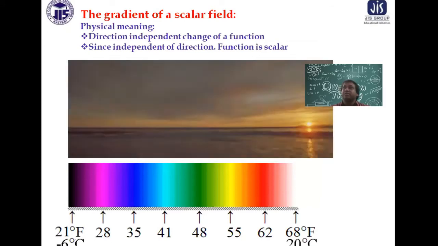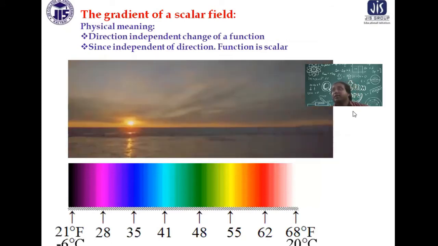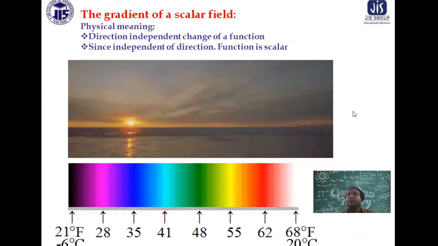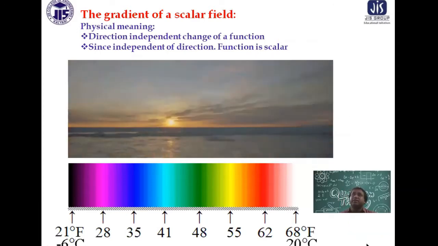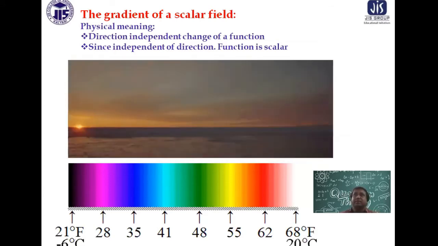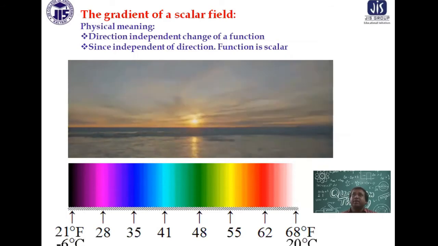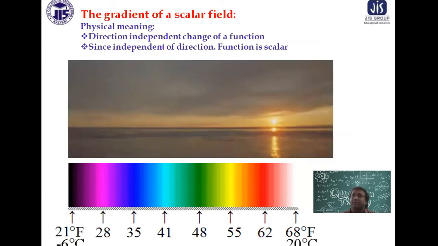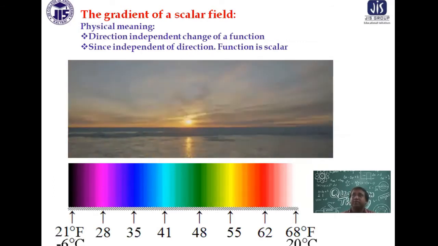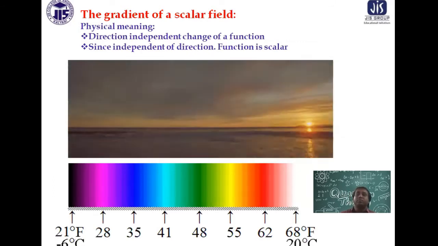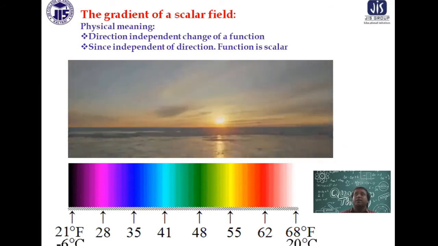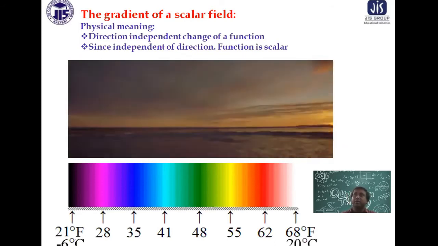Or look at this picture. This is how daylight changes across the day. From sun setting to sun rising, or sun rising to sun setting, whatever you say, you see something is changing. It is the gradient of the daylight. Daylight intensity is changing. So gradient means change, irrespective of the direction of the change. This change will be witnessed from anywhere. It is direction independent.